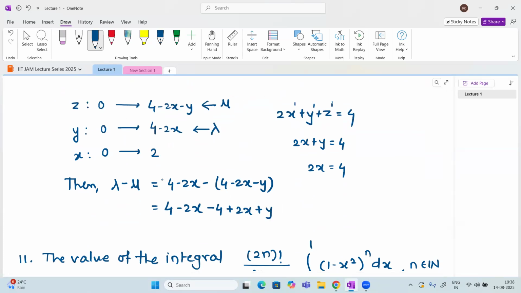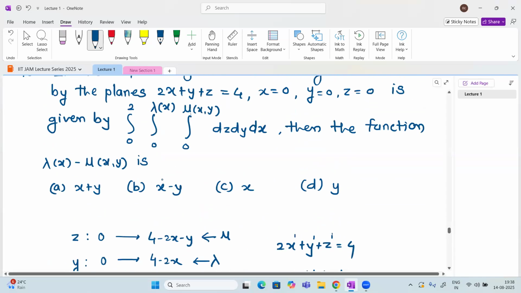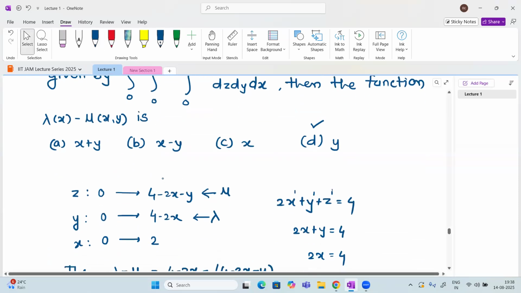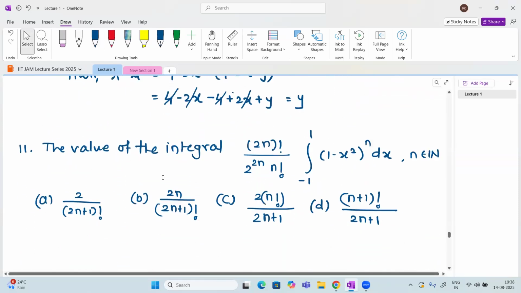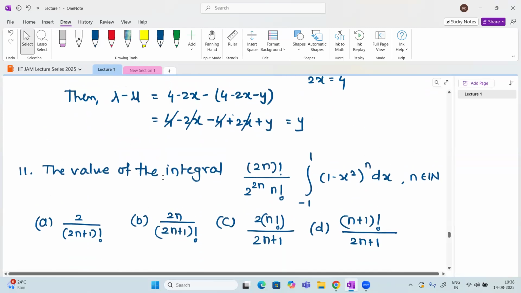Can we cancel anything here? Yes, sir. 4 minus 4, and 2x minus 2x. So what is remaining? Y. Final answer is y. So the correct option is Option D. Right, Option D, y. Okay, this is another example we have, right?